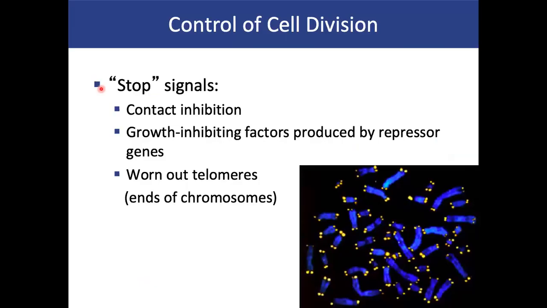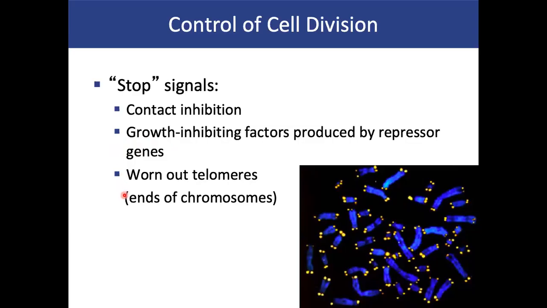Stop signals. So what regulates cell division? When the cells get too big, or when they contact each other, then they stop. You have growth inhibiting factors produced by repressor genes. Sometimes environmental factors, like environmental pollution or epigenetics, whether it's pesticides or what have you, can inhibit these growth inhibiting factors so that the cells stay on and they keep going through mitosis. UV light can damage this, right? And so that would give you skin cancer.